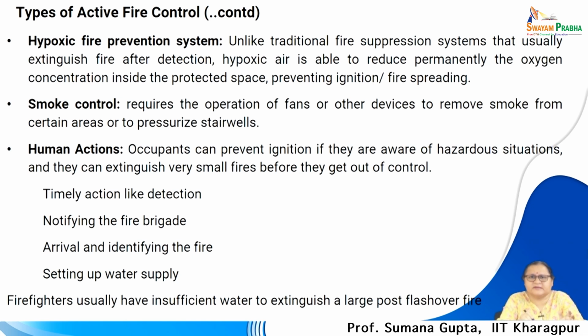So, the occupants can prevent ignition if they are aware that there is a hazardous situation. They can activate some alarm, they can timely start the rescue operation, they can inform the fire brigade, they can help the firemen with their wayfinding, etc., though they have the plans. Setting up the water supply, the human actions also are required to activate the active fire control system. So, we will get into each of them one by one.